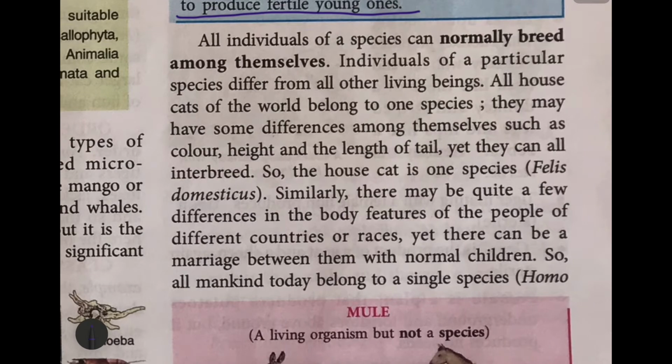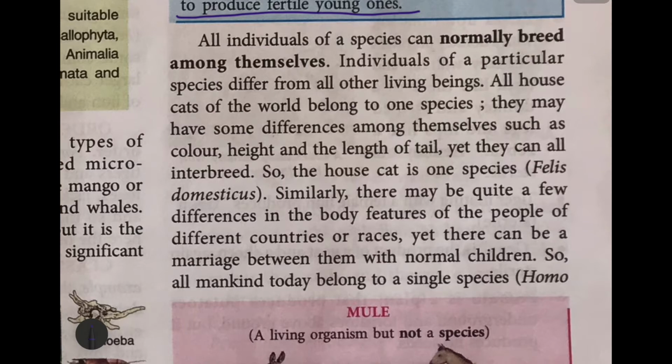Individuals of a particular species differ from all other living beings. Human beings are different from apes. Apes are different from monkeys. Monkeys are different from dogs. Dogs are different from cats. Cats are different from tigers, and so on. So they differ from all other living beings.